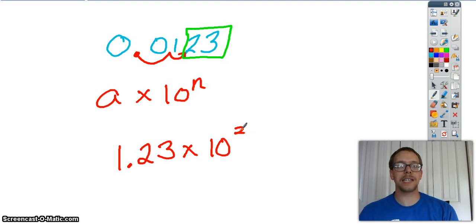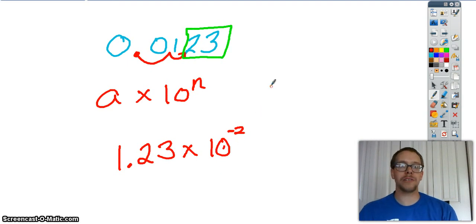But let's think for a second. Did we move that decimal point to the left, or did we move it to the right? I think quickly you'd see we moved it to the right. When we move to the right, it's like dividing by 10, or raising our factor of 10 to a negative power. So we're raising this 10 to the negative 2 power. Writing this number, which is written in standard form as 123 ten-thousandths, or about 1/100th, we write it as 1.23 times 10 to the negative 2 power.